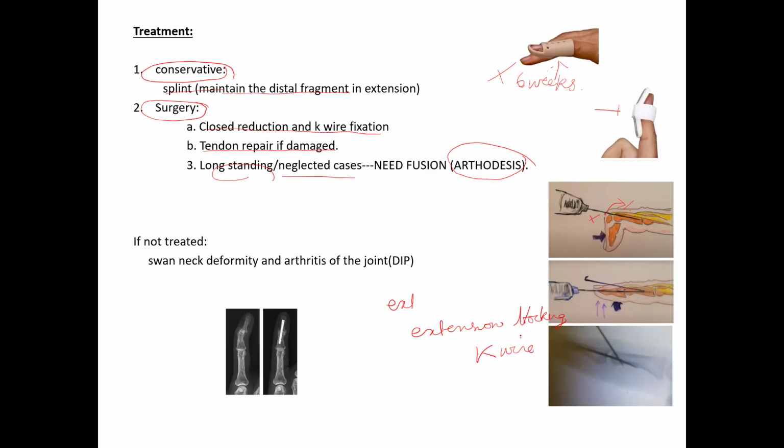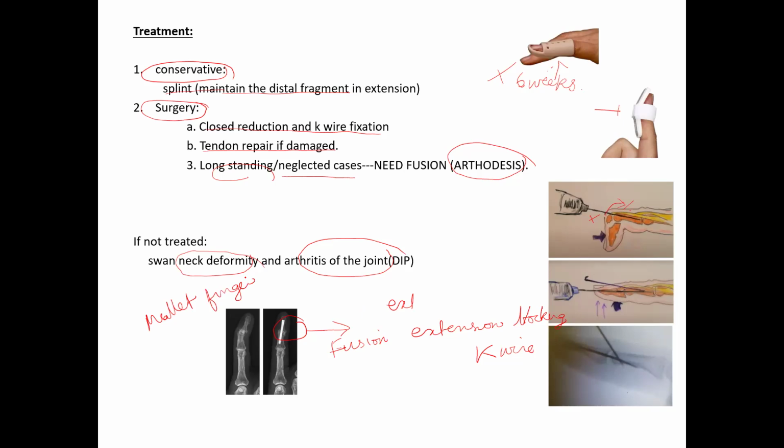Am I clear? Okay. If the patient presents late with the deformity, if neglected, they develop swelling, deformity or arthritis of the distal interphalangeal joint. The treatment for this one is, we can't do a reconstruction procedure. We need to go for fusion of the distal interphalangeal joint. This is called arthrodesis. So this is all about mallet finger. Hope I am clear for this one.